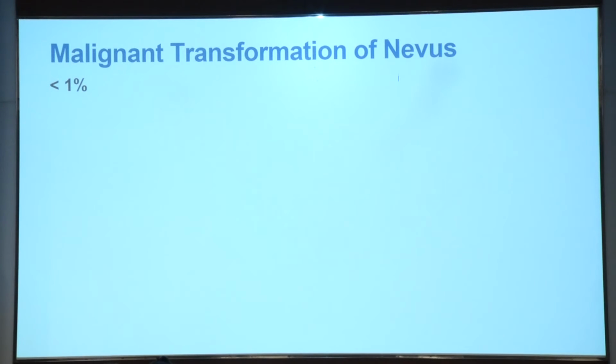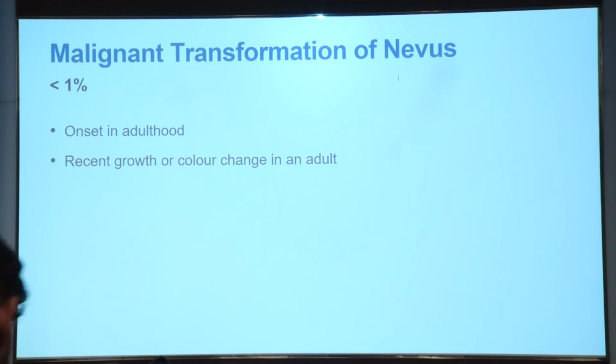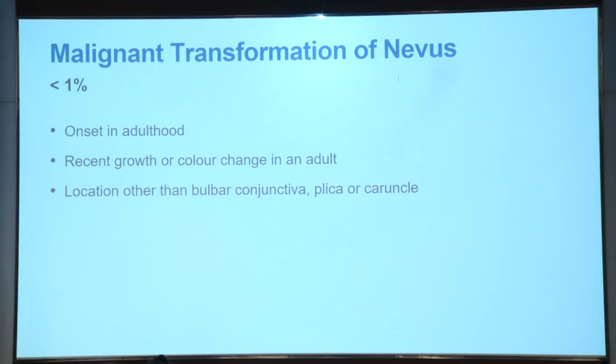And when do you think about a malignant transformation? If a patient is presenting with a pigmented nevus with onset in adulthood, if there has been a recent growth or color change in an adult who has always had a nevus, and if it's in a location other than the bulbar conjunctiva, plica or caruncle. Also if there are very prominent feeder vessels, very angry looking vessels, not those tiny feeble vessels that I just showed; melanoma will have more angry looking feeder vessels. And if you've excised a nevus and it recurs with more pigmentation and some vascularity, then also you should suspect that.